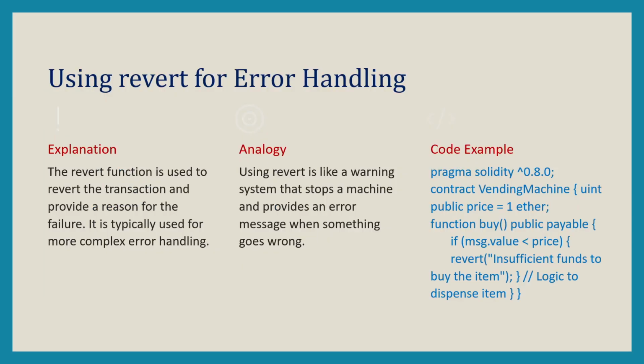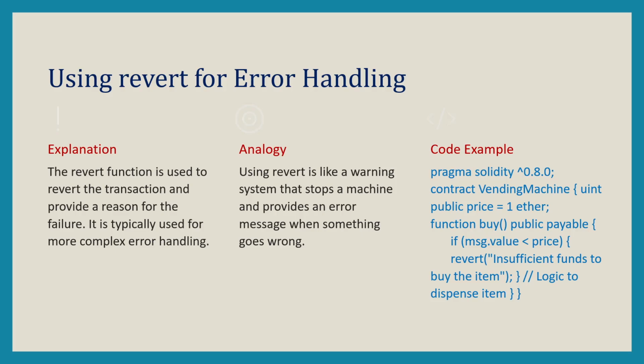Using revert for error handling, right? This is the final function. Again, explanation, analogy, code example. Explanation. The revert function is used to revert the transaction and provide a reason for the failure. It is typically used in more complex error handling. So the analogy that we will use is using revert is like a warning system that stops a machine and provides an error message when something goes wrong.